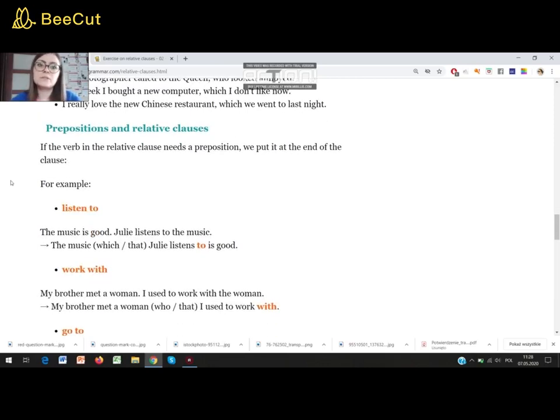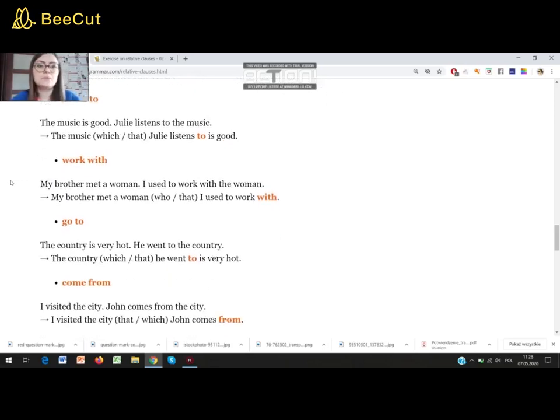So if the verb in the relative clause needs a preposition, we put it at the end of the clause. So for example, with listen to. The music is good, Julie listens to the music. The music, which or that Julie listens to, is good.